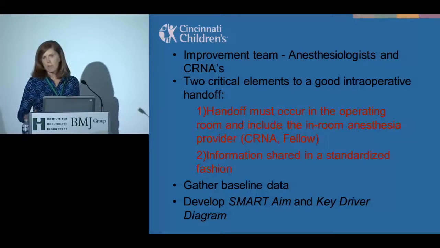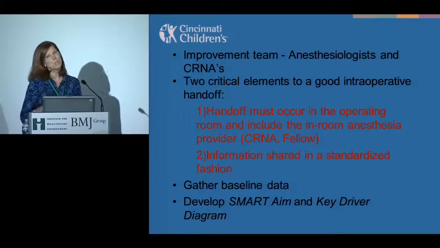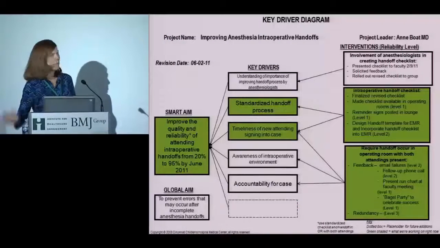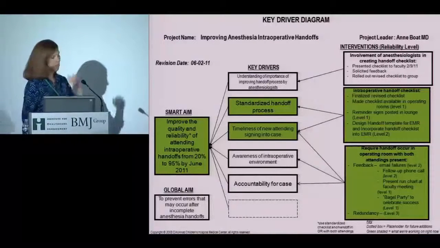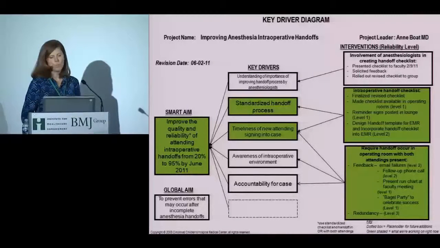So as you do with any improvement project, we started by gathering baseline data, and we observed handoffs for a period of a month, and we found that only 20% of the time were both these two critical elements occurring together in our handoffs. So we then moved on to develop our SMART aim and our key driver diagram, and many of you are probably familiar with this format, but our SMART aim was to improve the quality and reliability of attending intraoperative handoffs from 20% to 95% over a 6-month period of time, with the global aim of preventing errors that can occur after an incomplete anesthesia handoff.